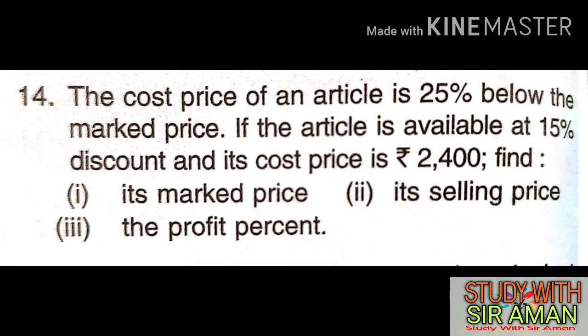Question number 14. This question is the same as question number 12. Cost price is given, 2400. Cost price of an article is 25% below. Below means minus, below the marked price, but marked price is not given. And the article is available at 15% discount. Discount is given 15% and its cost price is 2400. Find number 1 marked price, then selling price, then profit percentage. See how we will do this question.